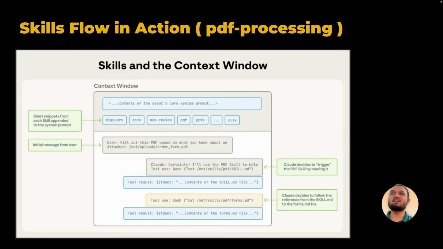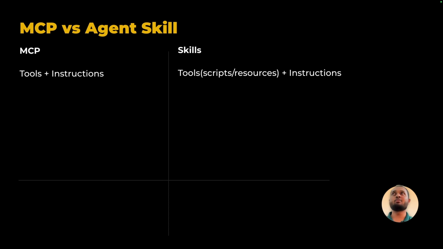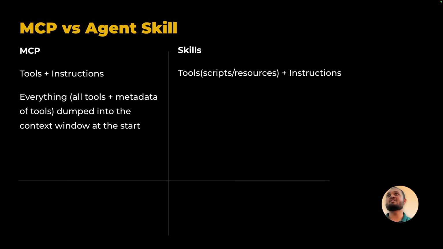Now the natural question arises that tools and instructions are also part of MCP. Then why do we need agent skills? Let's see MCP versus agent skills. Both of them have tools and instructions, but in the case of skills, tools are considered as scripts and resources. The major difference is that in the case of MCP, everything, all tools plus all the metadata of each tool, will be dumped into the context window at the start.